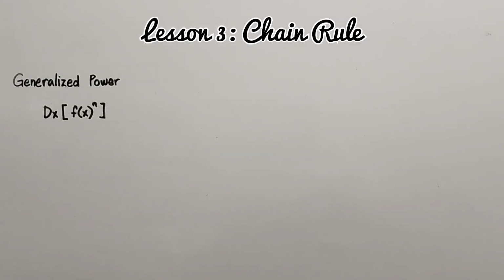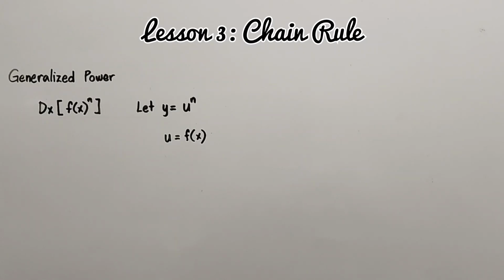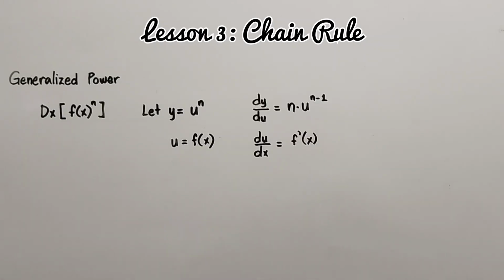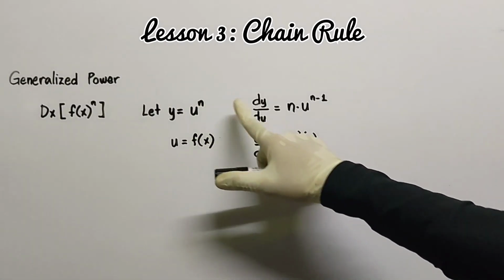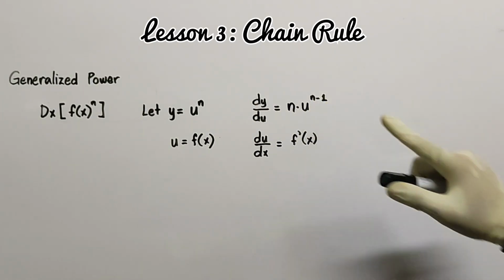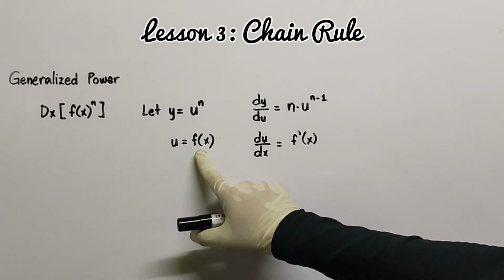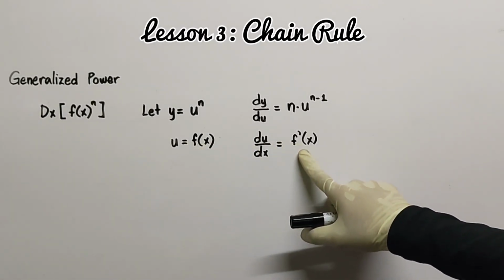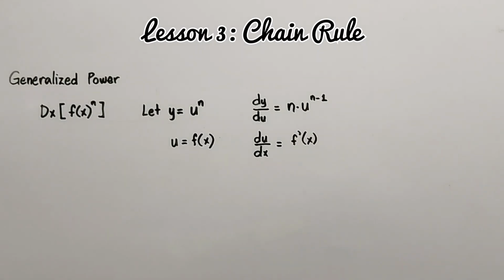Chain rule is also used to find the derivative of the power function of x. That is, the derivative of f of x power n. To derive a formula for this, we let y equals u power n, where u is a differentiable function of x given by u equals f of x. Dy over du, the derivative of u power n, is equal to n times u. The exponent will be subtracted by 1, so we have n minus 1. And for the derivative of the function f of x, we will just simply use f prime of x.